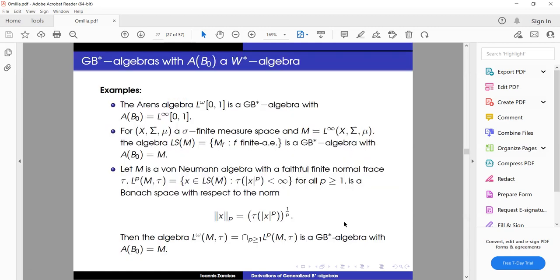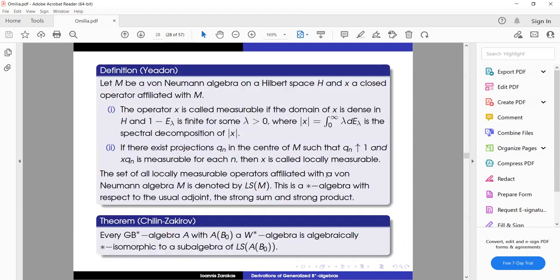Okay. So I just wanted to show now the following. Before giving the definition of Segal, which talks about locally measurable operators, the very nice and important thing in the situation where the GB-star algebra has as AB naught a W-star algebra is the theorem from Chilin and Zakirov, which says the following. Whenever you have a GB-star algebra with AB naught a W-star algebra, then you are algebraically isomorphic to a subalgebra of the locally measurable operators on AB naught.